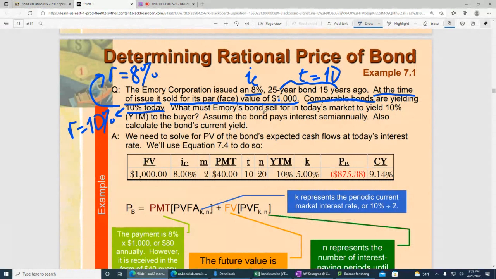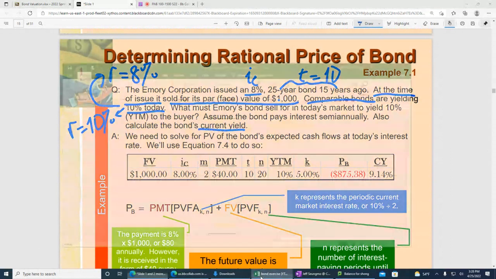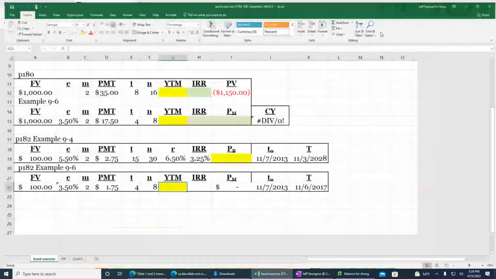So what must Emory's bonds sell for in today's market to yield 10% to the buyer? Okay, so that means, what is the price? First question is, what's the price? So this is a two-part question. Part A, what's the price? Second, what is the bond's current yield? So we have to answer two questions. I'm going to get to the current yield later. But first, let's do this problem.